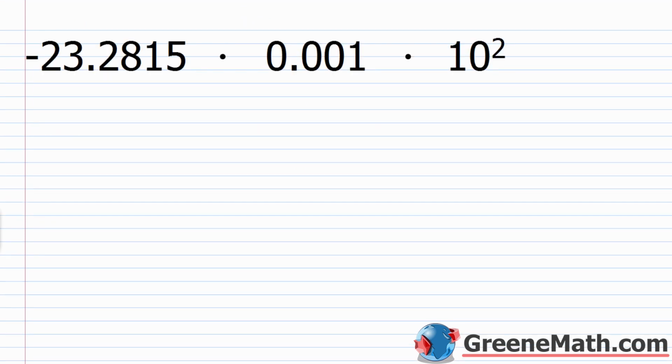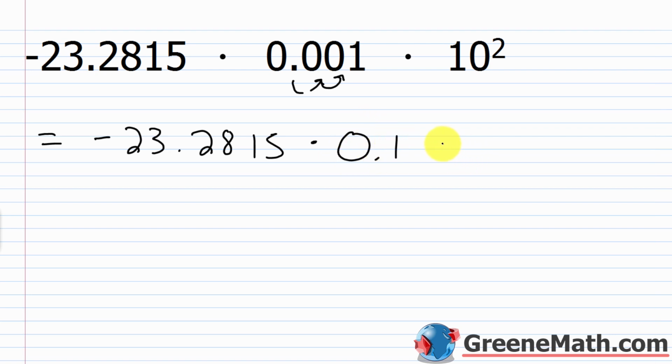Here's an example where this would really come in handy. Let's say you get this on a test. Negative 23.2815 times 0.001 times 10 squared. If you do this without using any technique, it might take you a little while. But the first thing I do is eyeball it and I see that, okay, 10 squared times 0.001, I can just move this 2 places to the right and have 0.1. So essentially this problem just becomes negative 23.2815 times 0.1, or for clarity we can do 0.1. Now I know that negative times positive is negative, so I know the answer is negative.